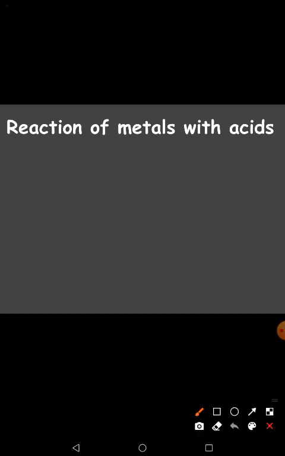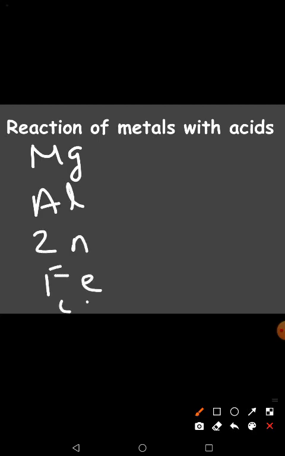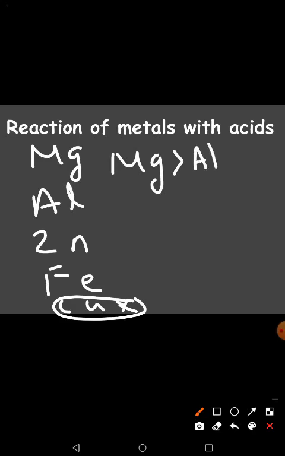Based on this, you will arrange these elements in the decreasing order of their reactivity. In which test tube did we see the highest temperature recorded and vigorous formation of bubbles? That was in test tube A, which contained magnesium, then aluminium, then zinc, and then iron. With copper, no reaction was seen at all. So when you arrange these elements in the decreasing order of their temperature and bubble formation, you write the reactivity series like this: Mg, Al, Zn, and then comes Fe.